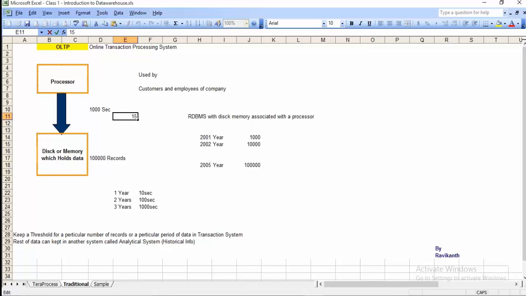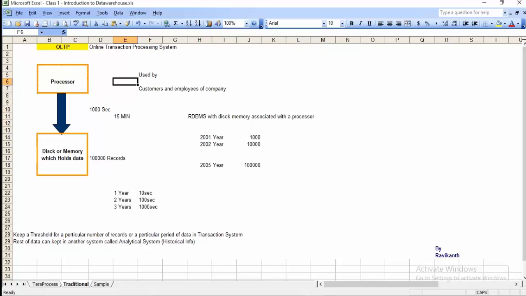If any customer performs a transaction and it takes 15 minutes to complete, that customer is not going to be happy, right? So what is the solution? Because your data is increasing enormously and the time taken for any transaction increased enormously, which is not being satisfied by any customer. Now, what is the solution?